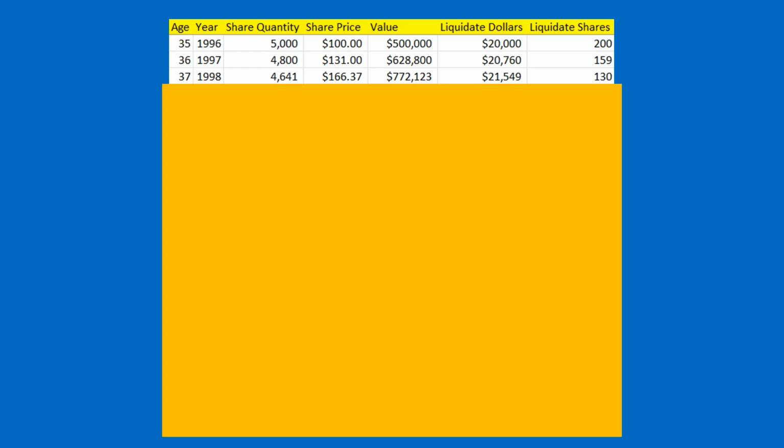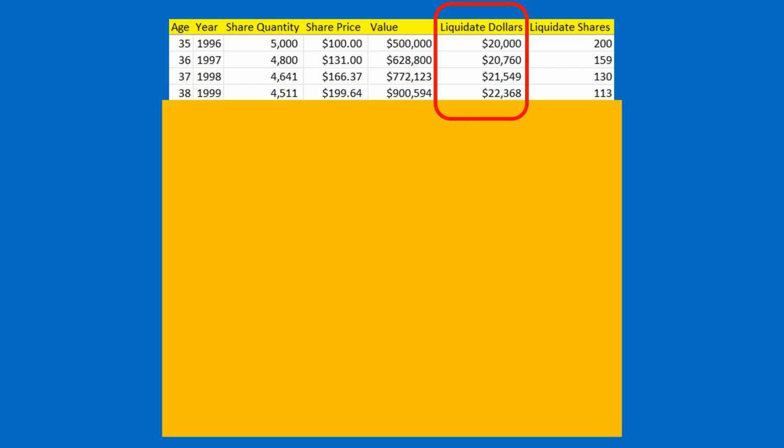Year 3 of this guy's retirement, he should be looking to require $21,549. Year 4, again, increase this liquidate dollars column by another 3.8%, and he should need $22,368. Every number in this column is 3.8% greater than the number that came before it. I don't care what the value of your portfolio is. You have bills, they're going to increase slightly every year. You're going to need a little more money every year. Just because the market goes down doesn't mean you don't need as much money as the year before.